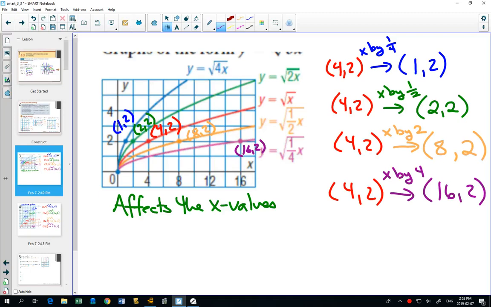So having that value inside the function either stretches it or compresses it horizontally. And it does so by multiplying by the opposite of what you would think, multiplying by the reciprocal.